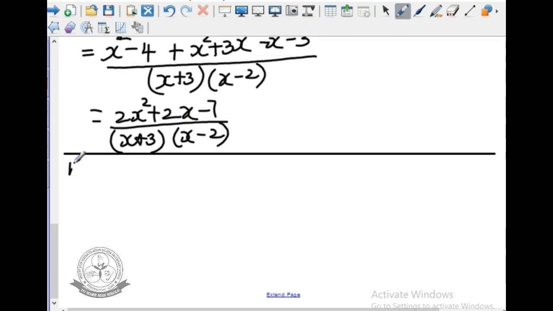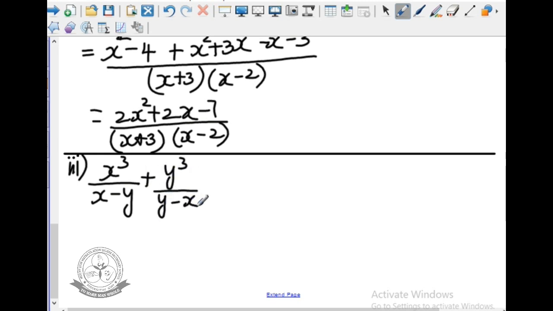Third subdivision: x cube divided by x minus y plus y cube divided by y minus x. Now see the denominators. x cube by x minus y. Here they differ only in the sign, so I take the minus sign outside. Y cube by, if we take minus outside, minus x, it will become plus x. So I write it as first, plus y will become minus y.